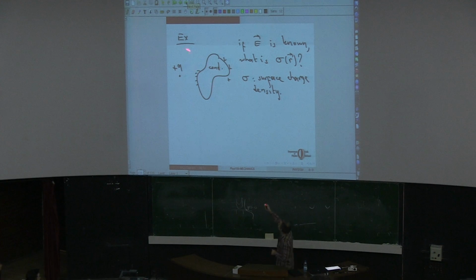Okay, we know the electric field everywhere. How? Which law? Okay, so the electric field is 1 over 4 pi epsilon 0 q over r squared r.